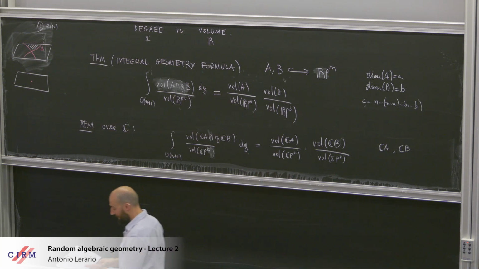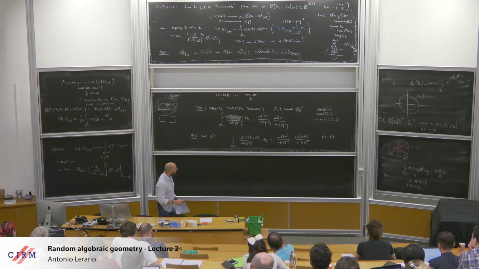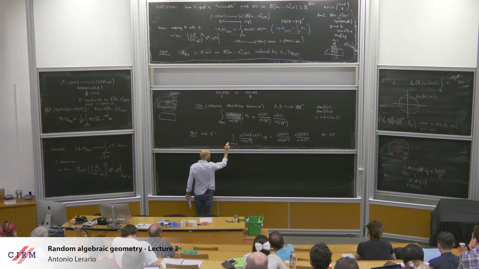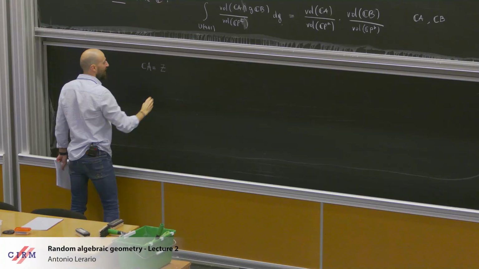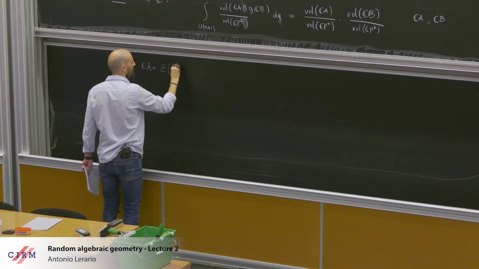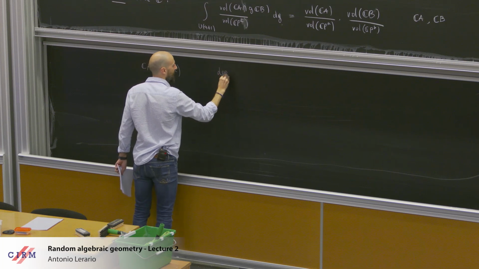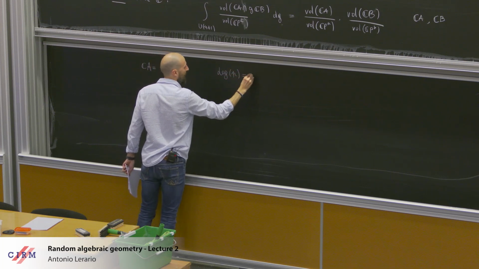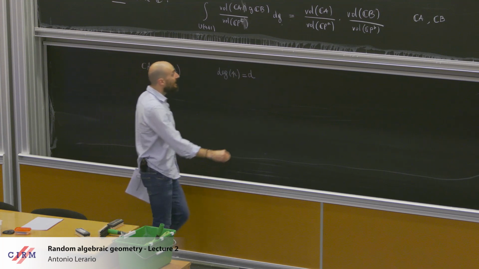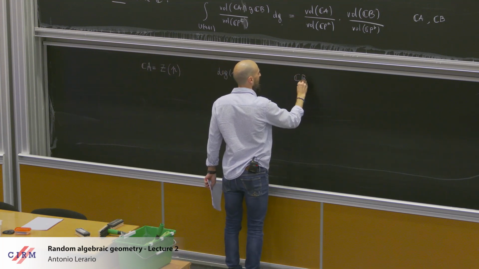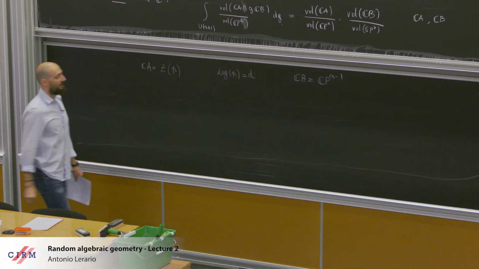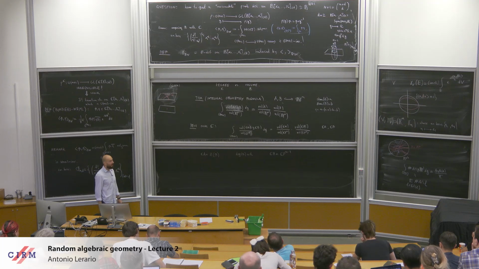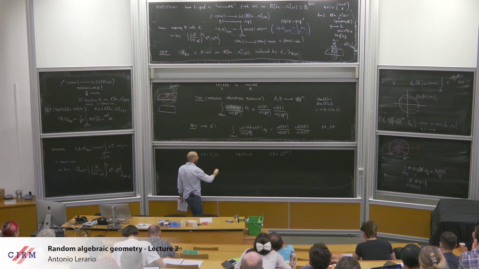Now take a look at this formula. Choose for A what I just wrote here. Choose for A now, so for CA, some complex hypersurface of degree D. And choose for B just some hyperplane in projective space. Apply this formula. This is what we get.